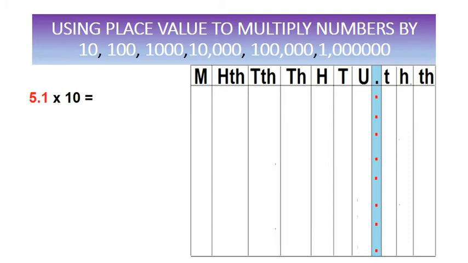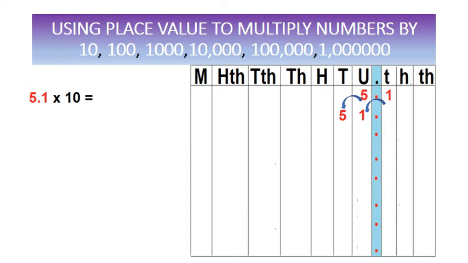So now we're going to look at doing the same thing, but this time with decimal numbers. So I've got my place value scale there. I've got 5.1 multiplied by 10. So we know what happens to a whole number when we multiply it by 10. Let's see what happens to a decimal number. Okay. So once again, the digits have moved 1 place to the left.